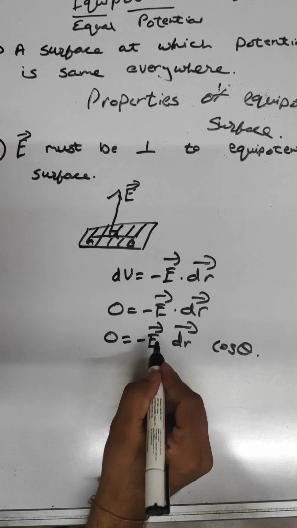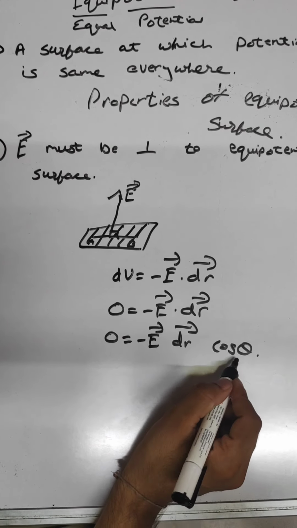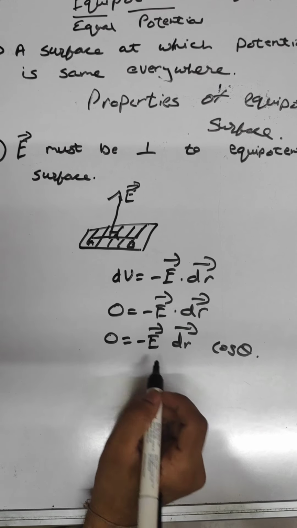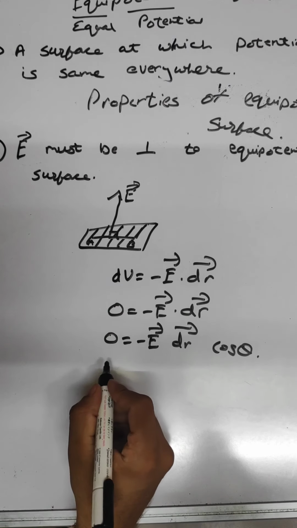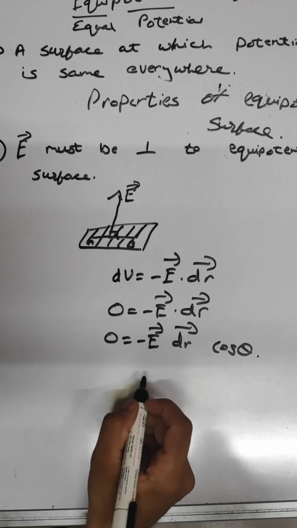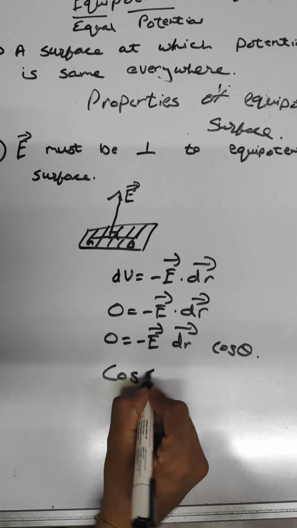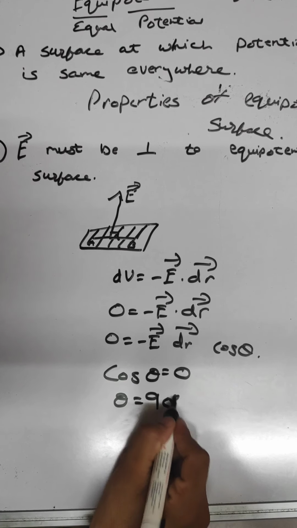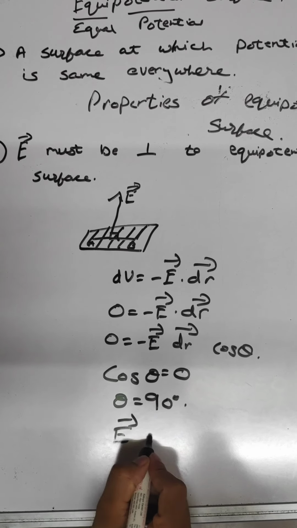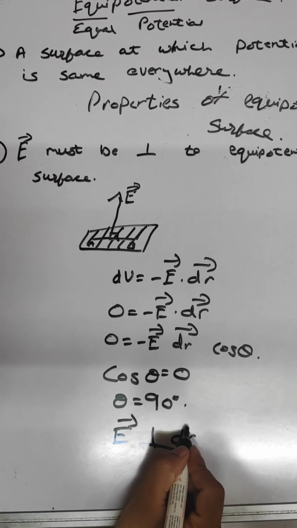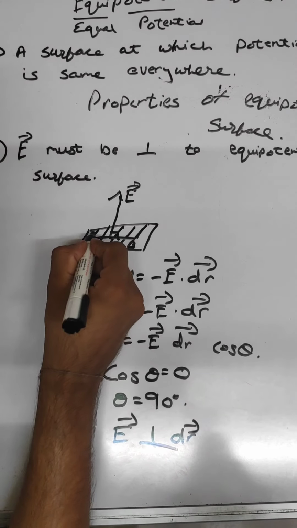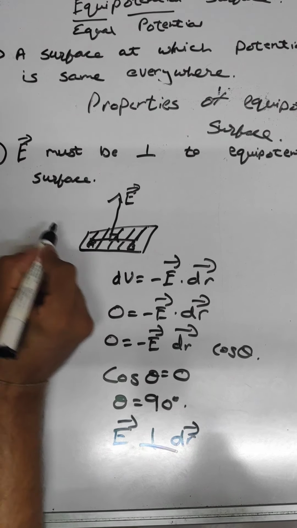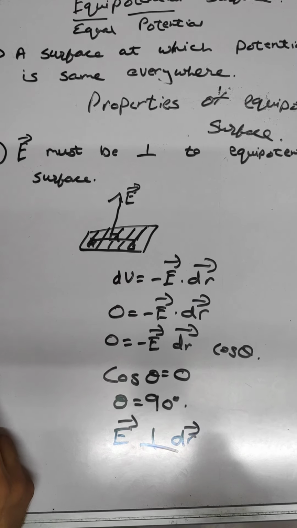Here you can have two conditions: either the electric field is 0, or cos theta is equal to 0. If the electric field is 0, there is no use of this. There is some electric field present over here, so the only condition left is cos theta equals 0. If cos theta equals 0, then theta will be 90 degrees, which means E and dr are mutually perpendicular to each other. dr will be along the surface, anywhere. So it shows that an equipotential surface is always perpendicular to the electric field.